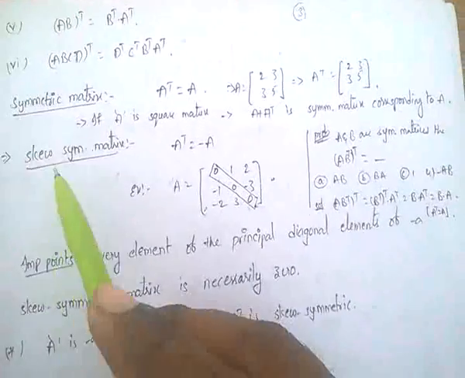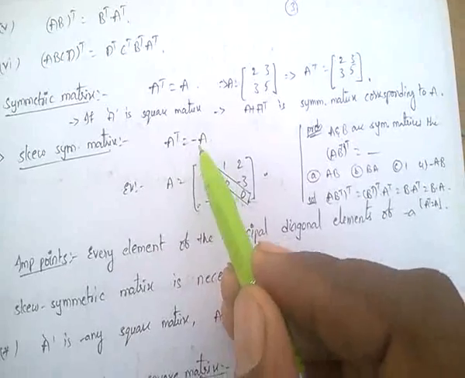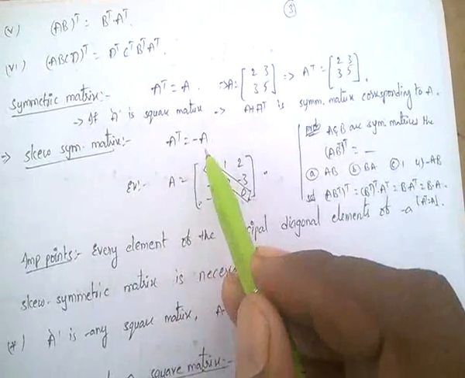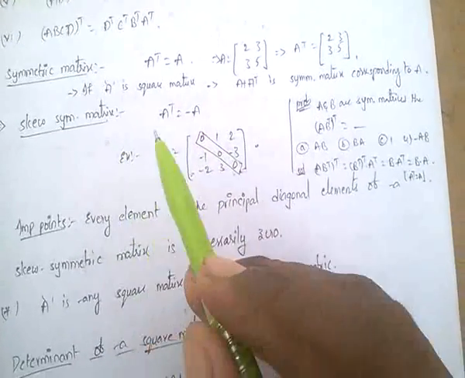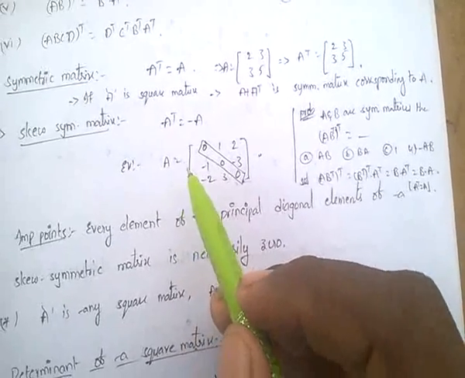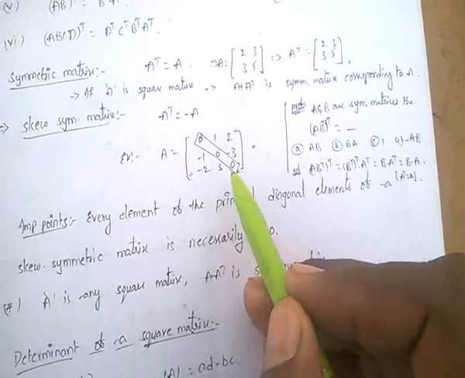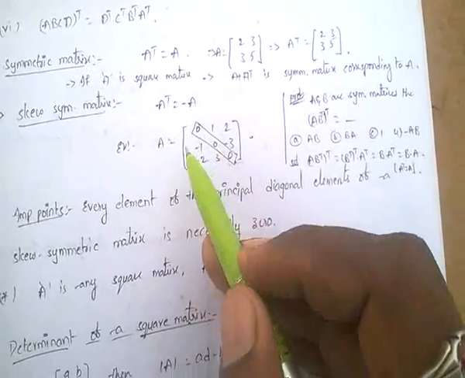Okay. Skew symmetric matrix. If A transpose equal to minus A, then it is called a skew symmetric matrix. The important point in a skew symmetric matrix: if A is skew symmetric, all the diagonal elements must be 0, then only A transpose equal to minus A. Okay.